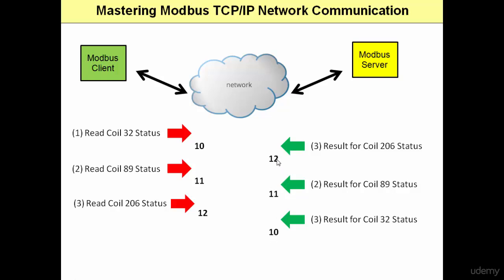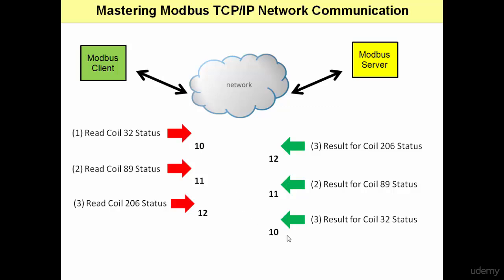The transaction identifiers would come in the same way. However, the client will be able to match these transaction identifiers together, and it would know that the first response received is really for the third request sent, the second is for the second, and the third response obtained is really for the first message or query that was sent.